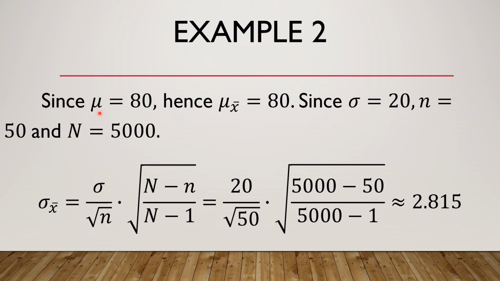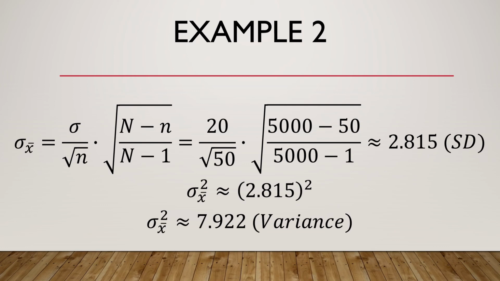Since the population mean is 80, the mean of the sampling distribution is also 80. Since the standard deviation is 20, the sample size is 50 and the population size is 5,000, we just plug them into our formula to obtain the standard error, or the standard deviation of the sampling distribution. So we have 20 divided by the square root of 50, times the square root of 5,000 minus 50 over 5,000 minus 1, and that is approximately equal to 2.815.